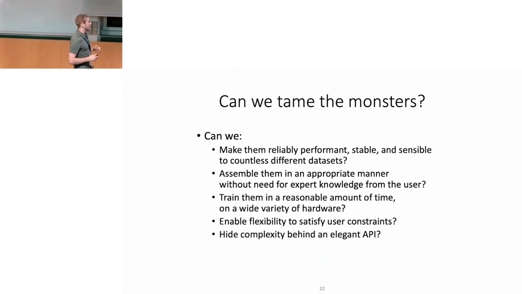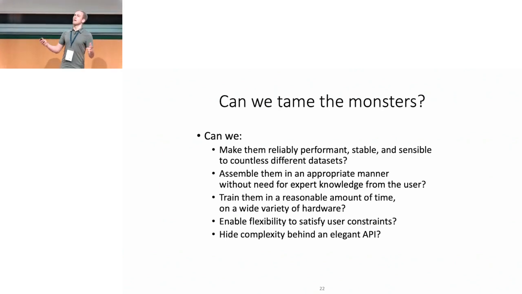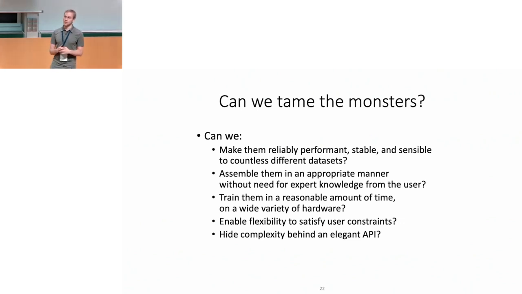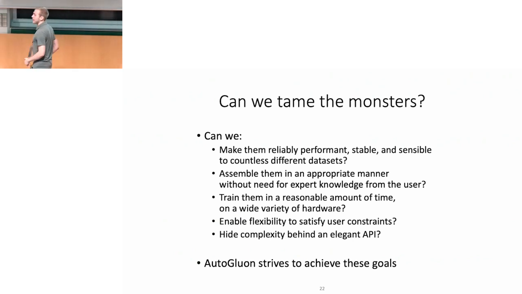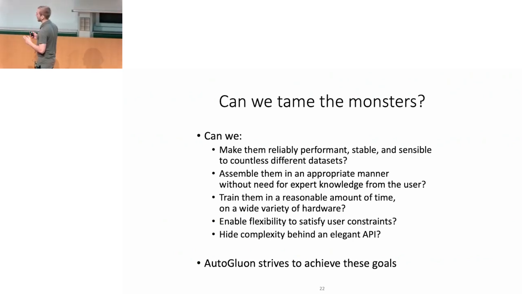And most importantly, hide the complexity behind an elegant API, going back to what I was talking about earlier, which is, what does it mean to be a complex solution? My definition of a complex solution is one that is difficult for the user to implement. But if you use complex techniques, but it's easy to use, I would call that a simple solution, an effective solution. AutoGluon strives to achieve these goals. AutoGluon strives to tame the monsters.